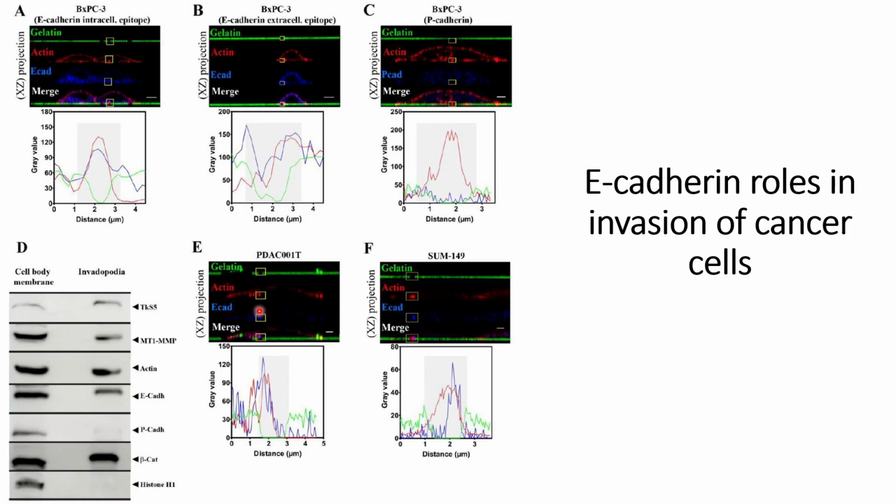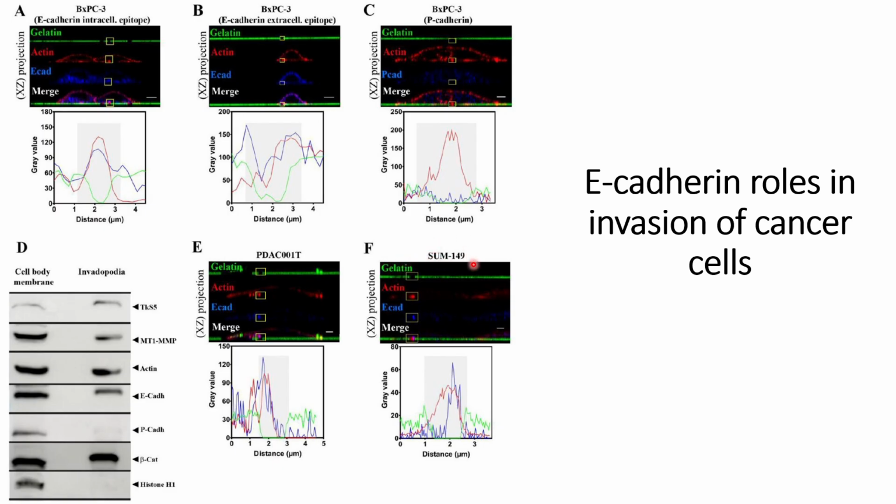actins and E-cadherins are present in the co-localized form and in the invadopodia regions, and we can see their gray values that indicate the overlapping regions of the actins and E-cadherins. So these patient samples also validated their in vitro findings that E-cadherins are mainly present in the invadopodia and the p-cadherins are not present in the invadopodia regions.